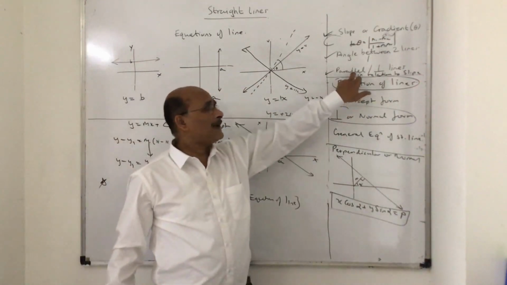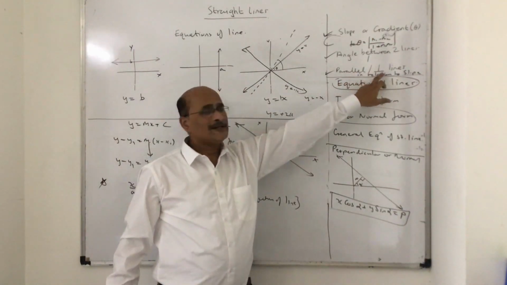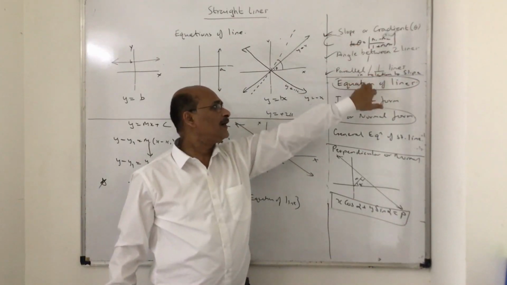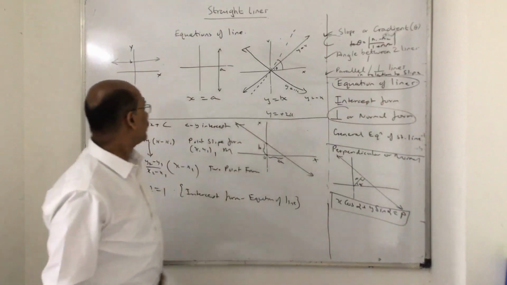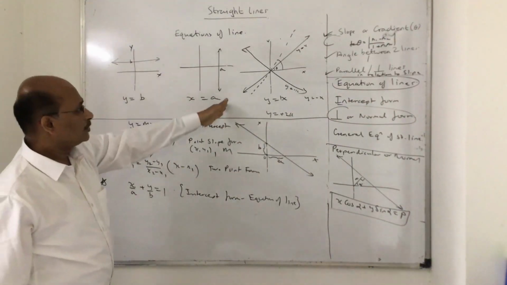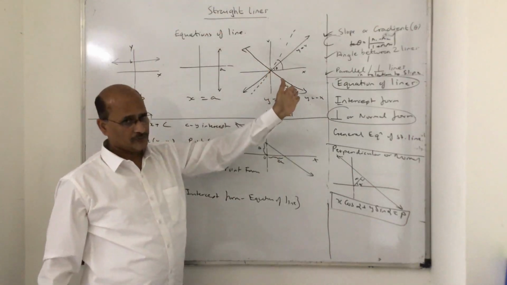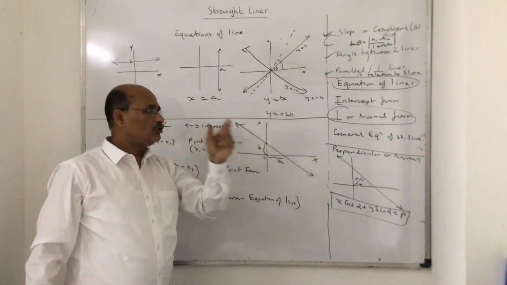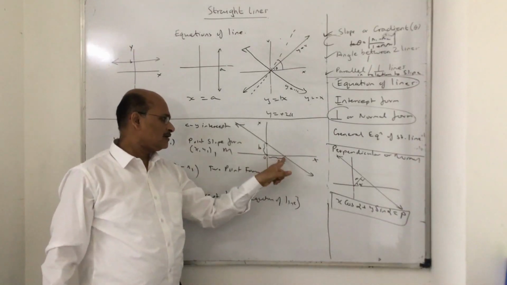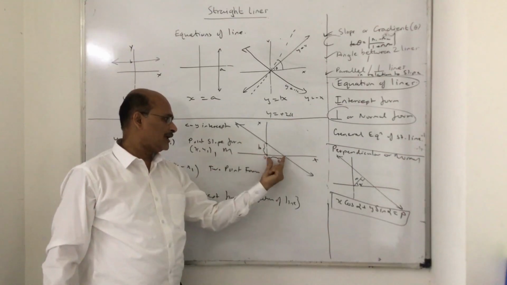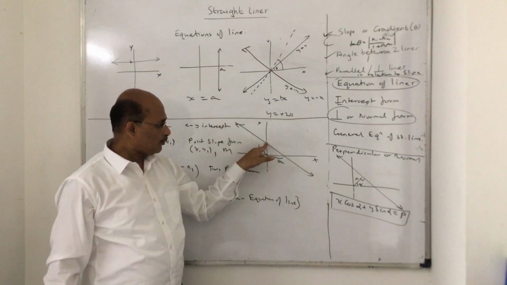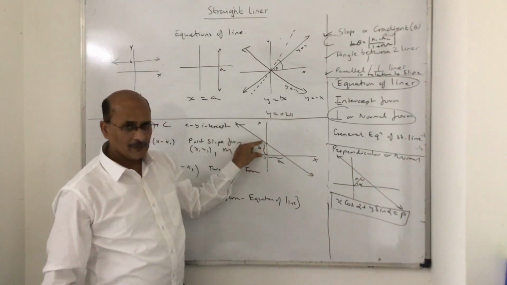Second, when two lines are parallel, the slopes are the same. When two lines are perpendicular, the product of the slopes is minus 1. Having done that, we went into equation of line. What is the equation of line we saw? Simple lines we saw: y is equal to b, x equals a, and a line passing through the origin. And I introduced you to intercept. Intercept is what? A line cutting the x-axis, the distance from the origin to this point is nothing but the x-intercept. The distance from the origin to the point of intersection on the y-axis is nothing but the y-intercept.